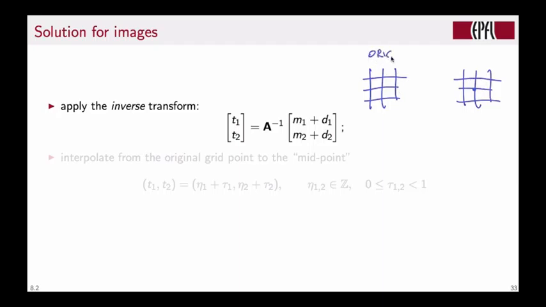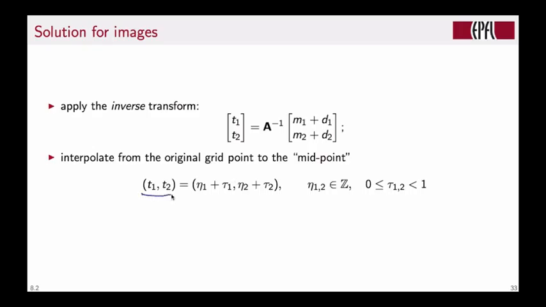So if this is the original image, and this is the transformed image, we take each point on the grid, and we find the point it would come from with the inverse transform. Now, just like before, this point will not lie on the original grid. But here's the second step. This pair of coordinates that we found with the inverse transform, we will express as two integer coordinates, eta 1 and eta 2, plus two correction factors, tau 1 and tau 2, where tau 1 and tau 2 are strictly less than 1. So it is a subpixel correction factor.